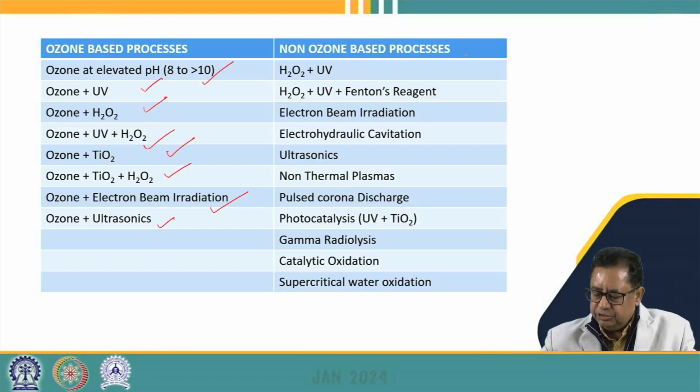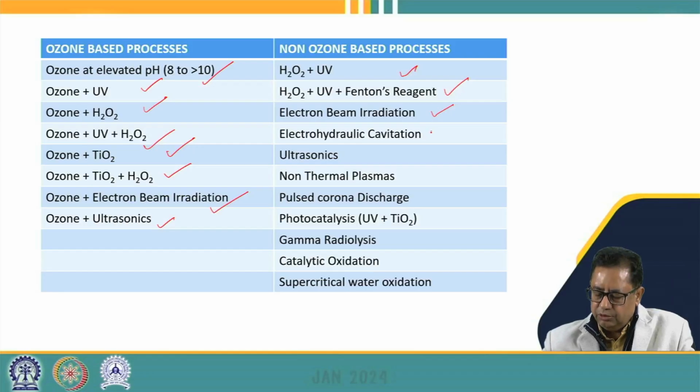The non-ozone based processes, as the name says, do not involve ozone. So we can have the combination of H2O2 and UV. We can have the combination of H2O2, UV and Fenton's reagent that we have just now discussed. We can have the simple electron beam irradiation, which can also cause the degradation of the organics by production of •OH radicals in such a case.